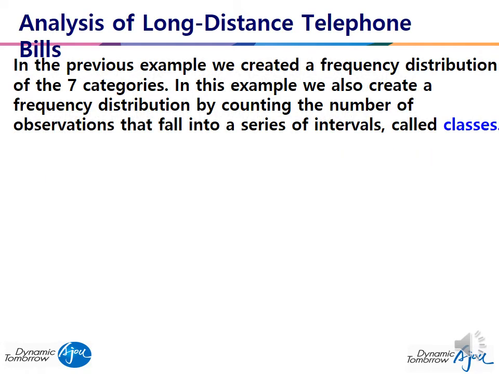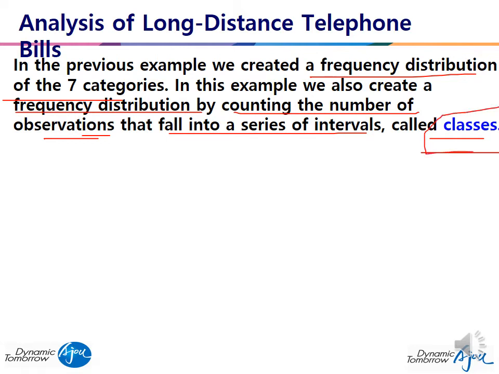The data is a monthly bill. So what type of data is that? Think about that. The data is interval data. In the previous example, we created a frequency distribution for 7 categories. In this example, we also create a frequency distribution by counting the number of observations. But now the category is called by a different name, because observations fall into a series of intervals. The category is called a class. So for interval data, we create a histogram.